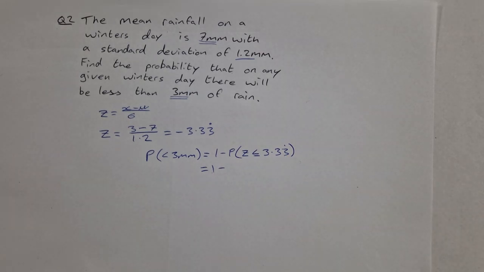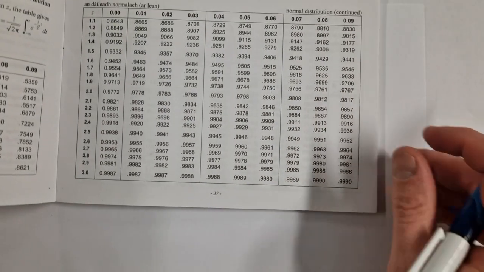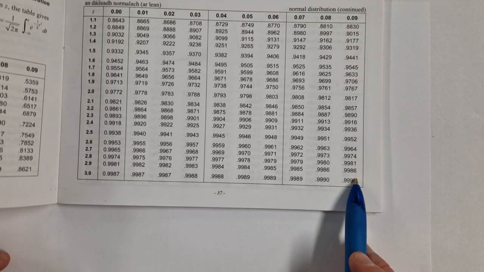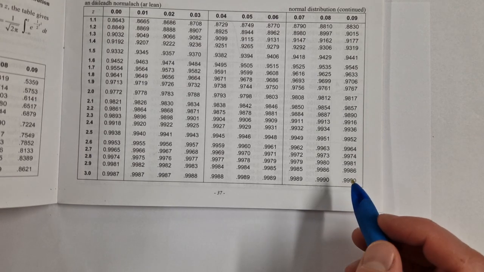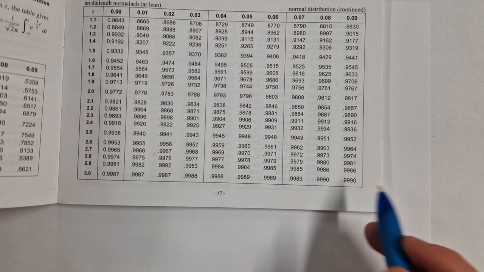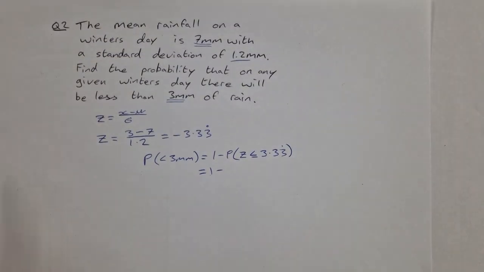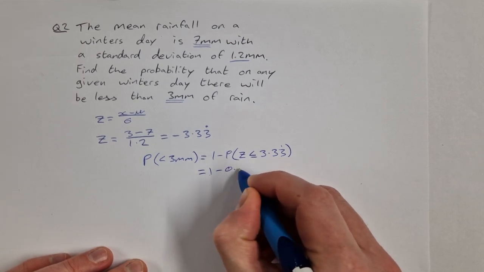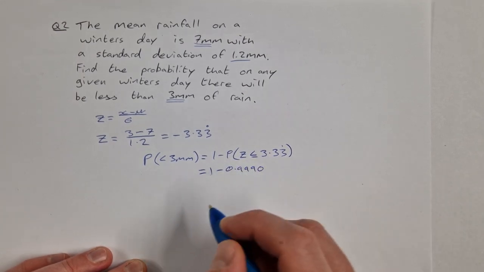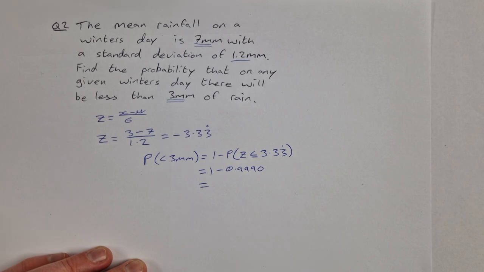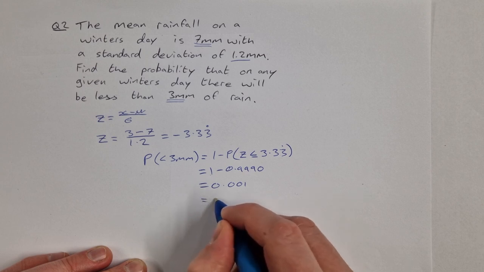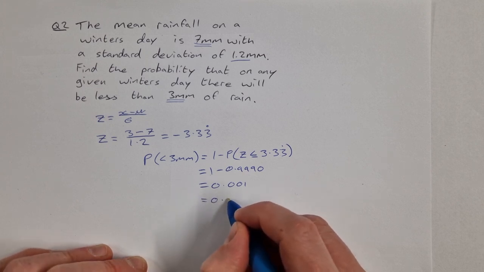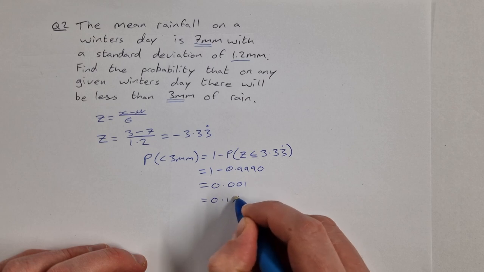Now when we go to our z tables, we can see that it actually ends at 3.09. So it doesn't go any higher than that. So if we're looking for something higher, for example, 3.33, the most accurate thing we can do is to take the largest number, which is 0.9990. So that's 1 minus 0.9990. And that's equal to 0.001, which is 0.1%.